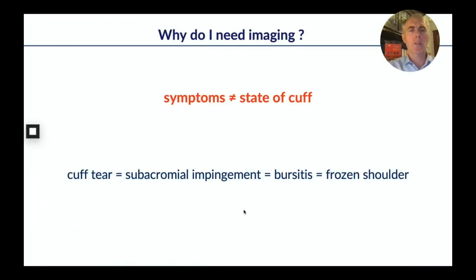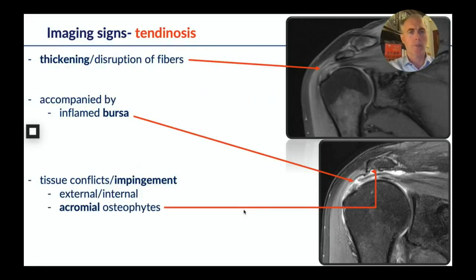We know very well that the symptoms of our patients may not reflect the cuff status. We may have a patient having cuff tear, impingement, or bursitis, and presenting with exactly the same clinical picture. So what kind of pathologies can we detect from the imaging?